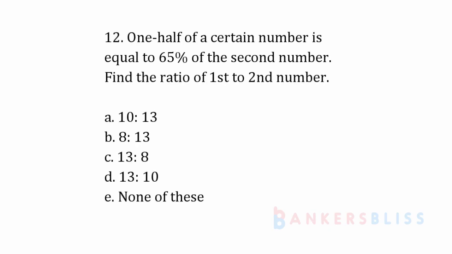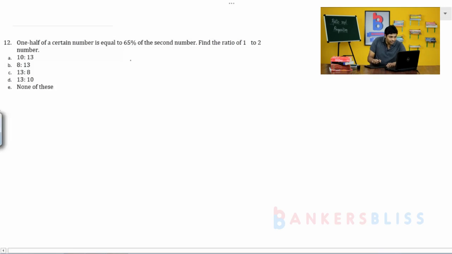One half of a certain number is equal to 65% of the second number. Find the ratio of first to second number. Consider the first number is A. Half of the first number is equal to 65 by 100 of the second number.